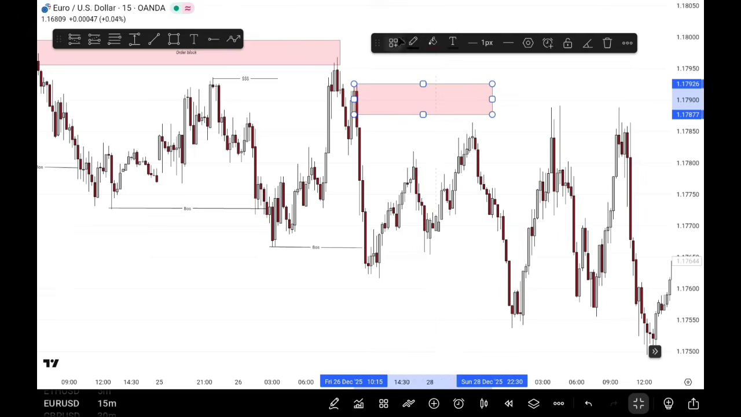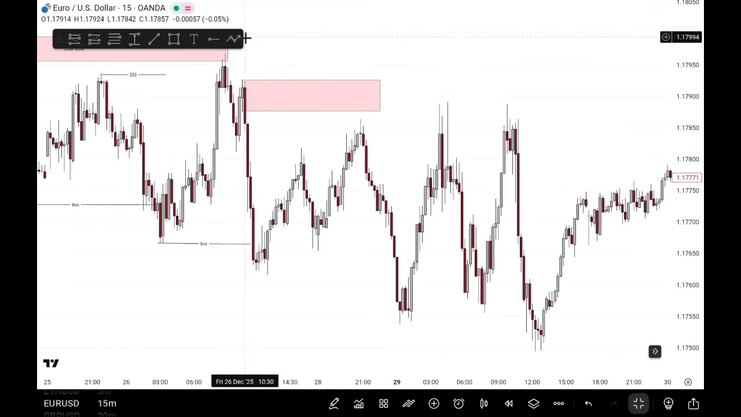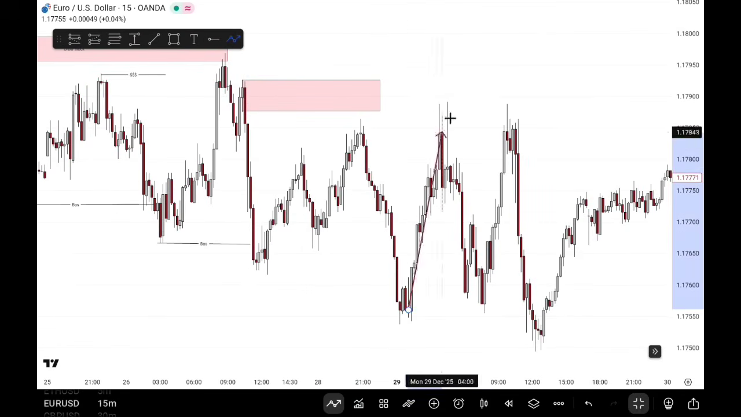So price did not react, but you can see how price returned back to the other block. I use that order block as support. Yes, instead of taking a trade from here, you take the trade from the order block on which price did not react, and here is going to be the liquidity which price is going to take out.